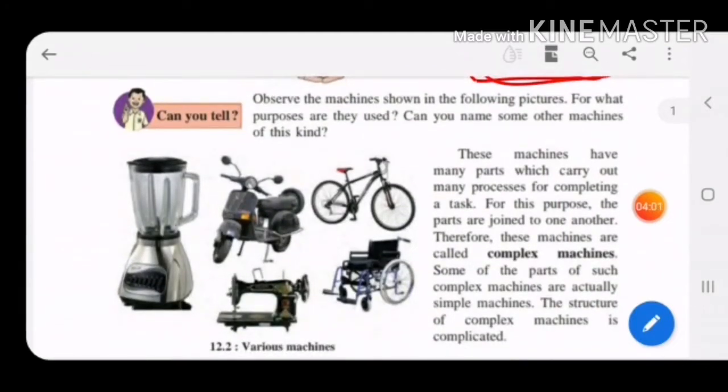Observe the machines shown in the following pictures. For what purposes are they used, children? Can you name some other machines of this kind?